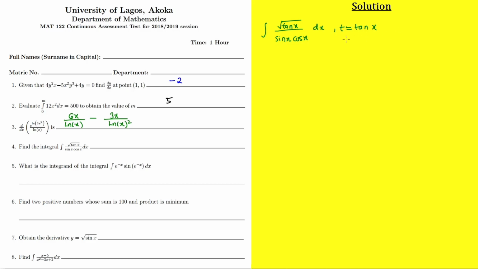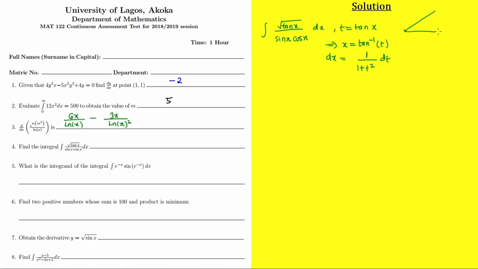Now if my t is equal to tan x, what does that imply? That implies that my x is simply arctan of t. So if I differentiate my x with respect to t, I'm going to have this to be 1 over 1 plus t square multiplied by dt. If I just multiply both sides by dt, I will have that result.